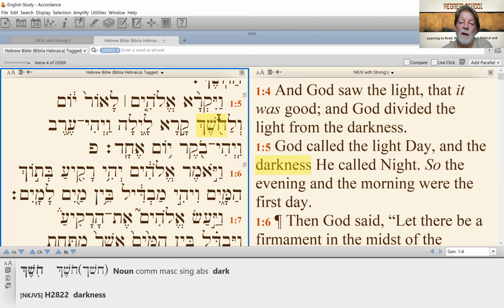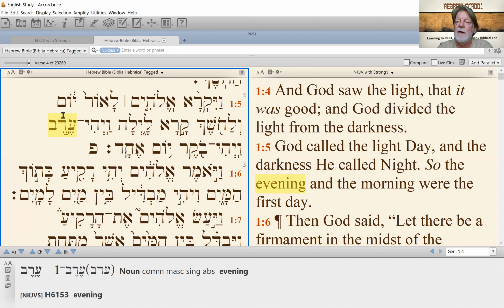That's our conjunction, and Lahoshek, to the darkness, Kara, he called the name Lila. Lila is the Hebrew word for night. Vayahi, here's our conjunction, and Yahi, and was Erev. Erev is the Hebrew word for evening. It actually literally means to mix. Erev means to mix one thing with another. So the evening is the time of the day when the light begins to mix with darkness. It begins to get kind of dusky, and it's not as sunny as the sun starts to dip below the western horizon and so forth. So Erev is the Hebrew word for evening.